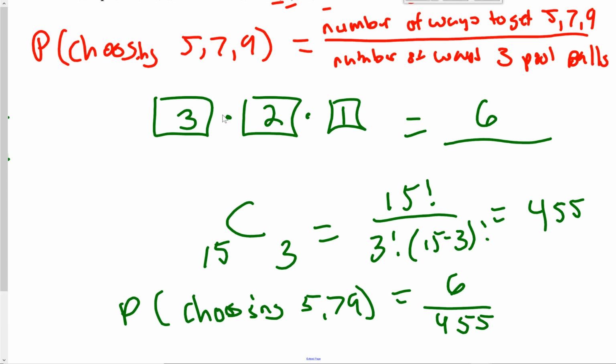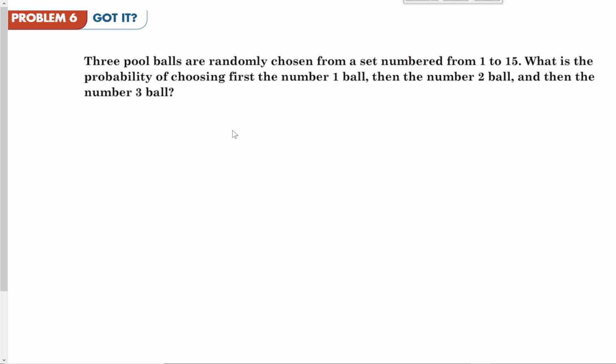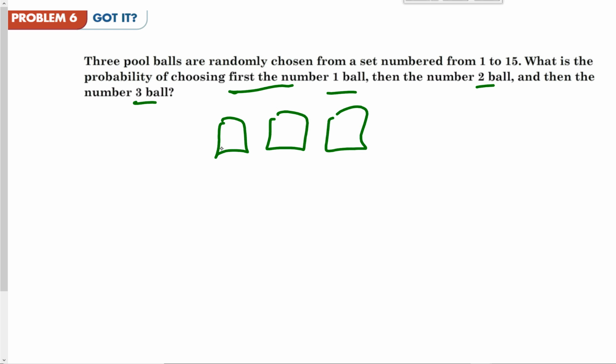All right, so then here's your problem. Same 3 pool balls at random, 1 through 15. And again, what is the probability of choosing first the number 1, then the number 2, then the number 3? So for your numerator, you have to think about how many choices you have for the first one. Does order matter? If I want 1 first, how many choices do I have? If I want 2 second, how many choices do I have? If I want 3 for third, how many choices do I have? How many choices do I have for each of these? There's your numerator.